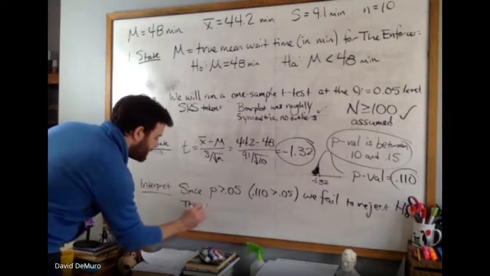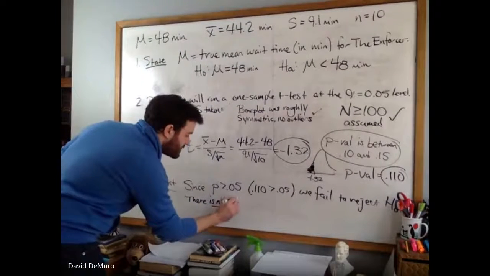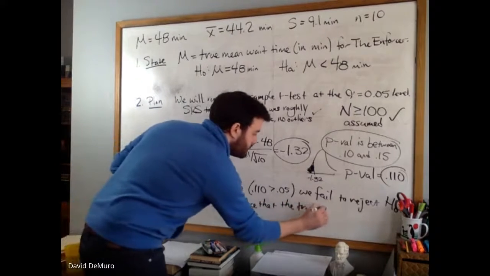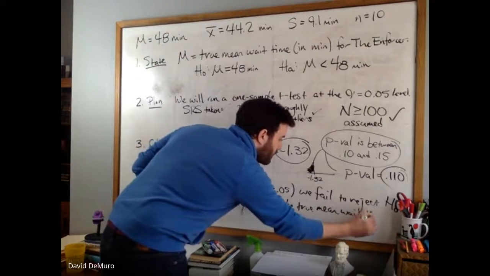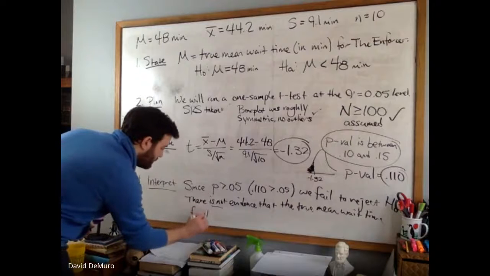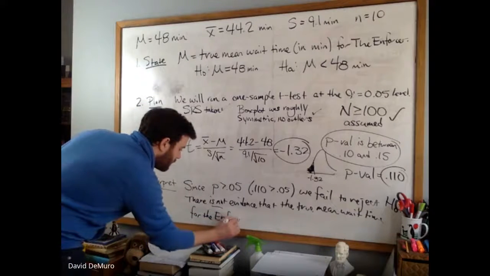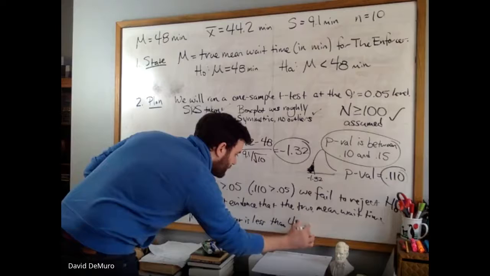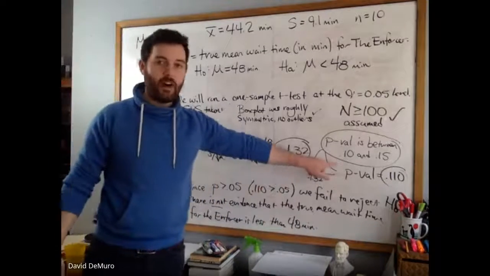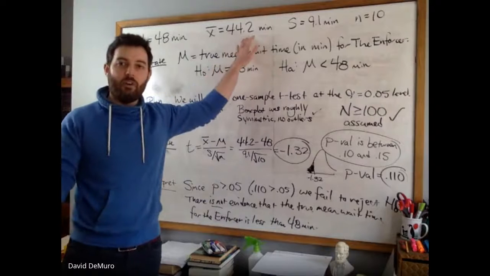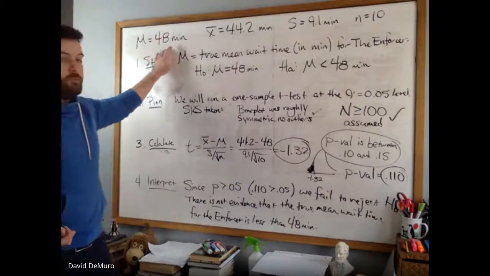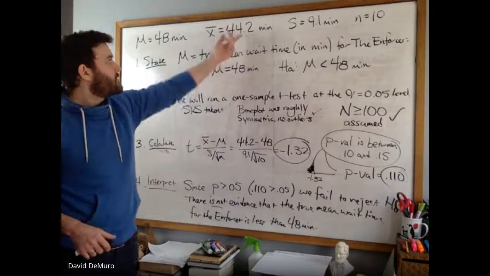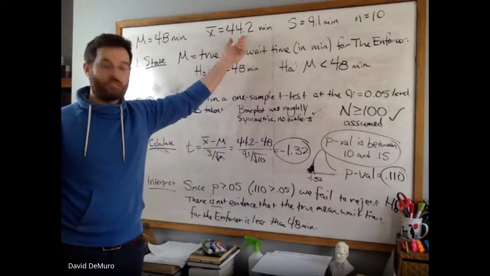There is not evidence that the true mean wait time for the enforcer is less than 48 minutes. The p-value being more than 0.05 shows that this sample mean is kind of likely to occur just by random chance if the true mean wait time is 48 minutes. And so that's the reason why we're not having enough evidence. It's likely this just occurred due to random sampling variation.